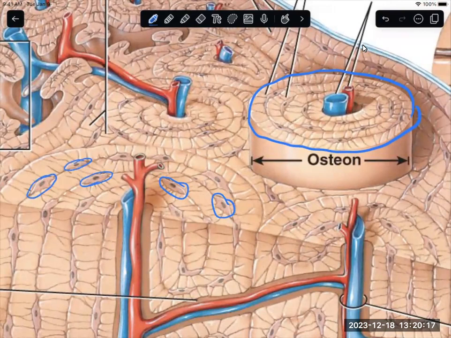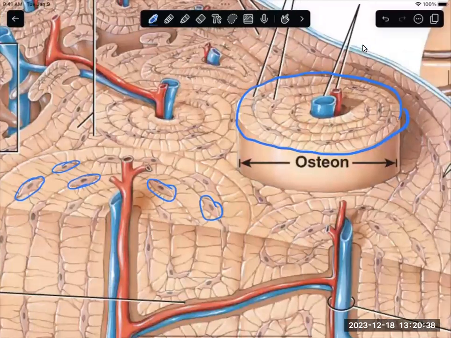meaning they built all of the bone around them, completely surrounded themselves in that bone when they were osteoblasts, and then they became osteocytes. So they built up everything around them, and now they're housed and living in that area, monitoring and maintaining that bone.